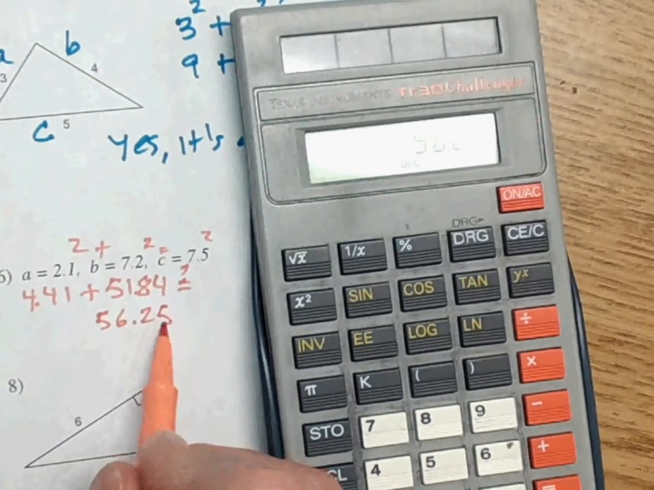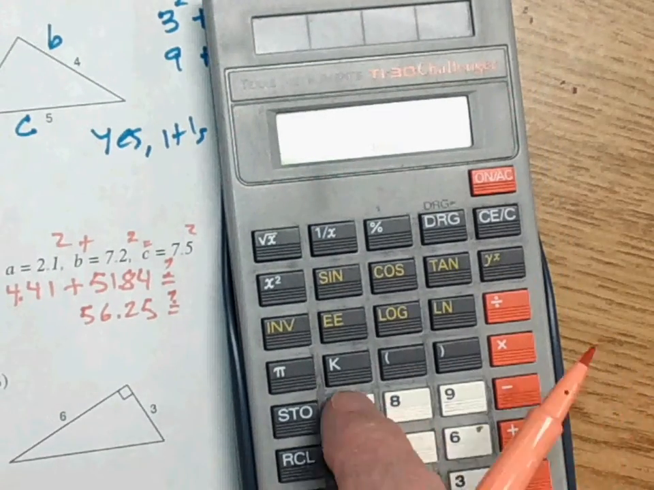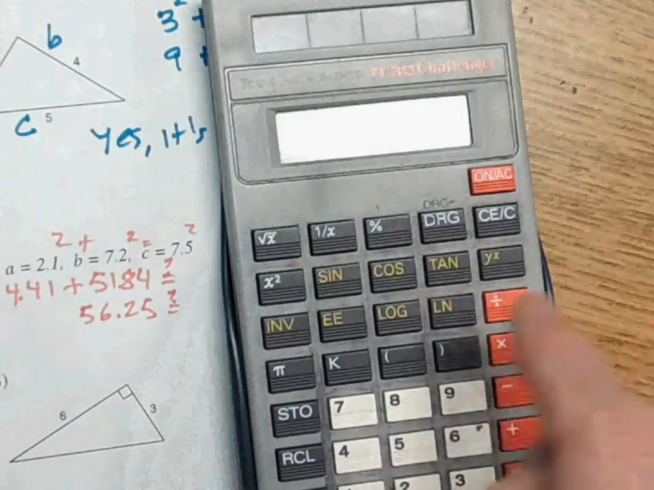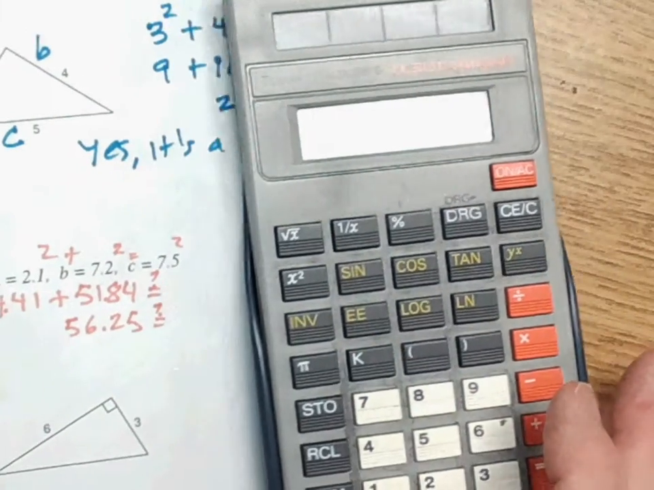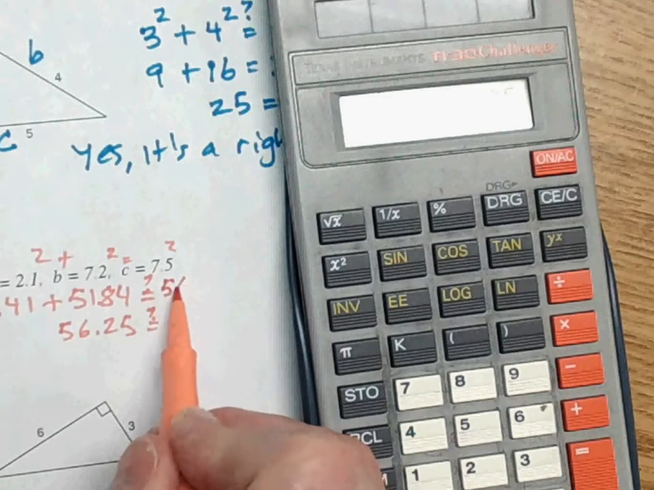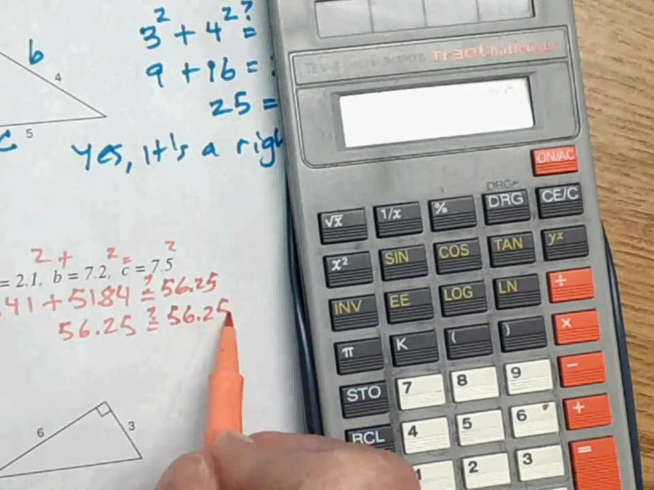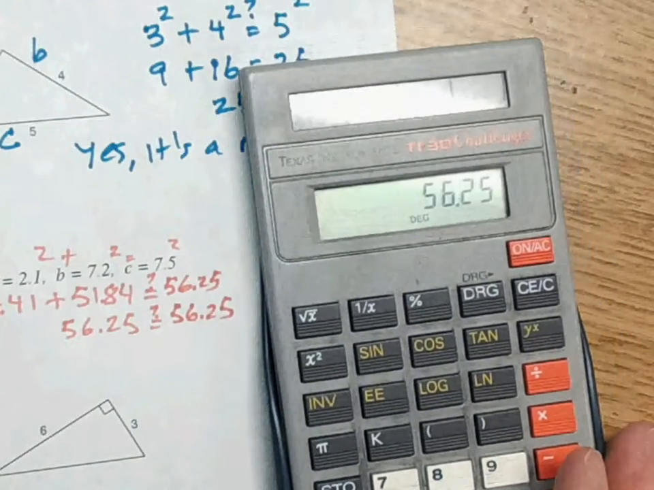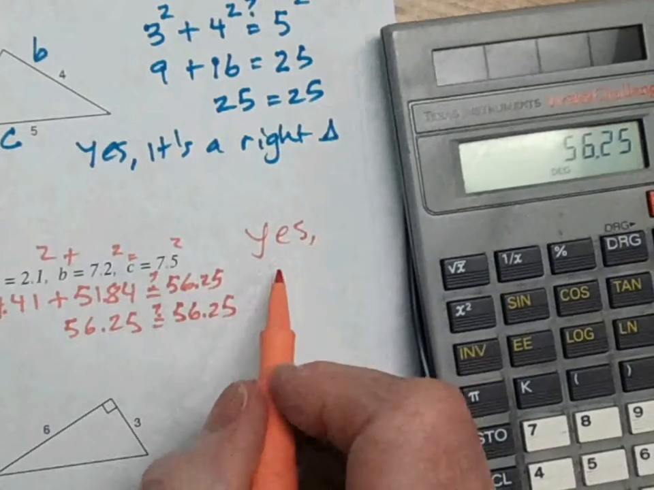56.25. Alright, let's see what 7.5 squared is. 7.5, sorry, I took the square root. 7.5 squared is 56.25. So yes, 56.25 equals 56.25. So yes, it's a right triangle.